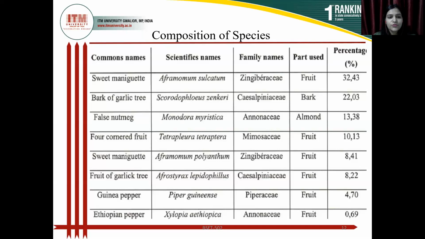Next is fruit of garlic tree, Afrostyrax lepidophyllus, and the family name is Caesalpiniaceae, and the part of the plant is fruit, and the contribution of these spices is 8%.